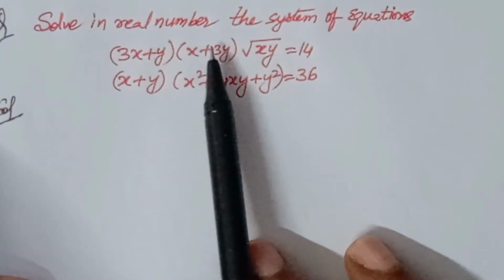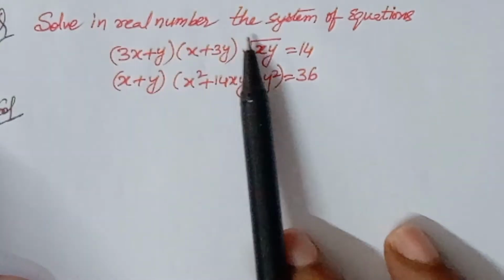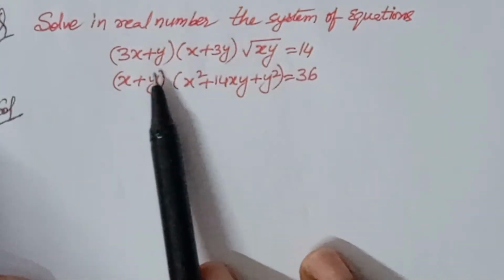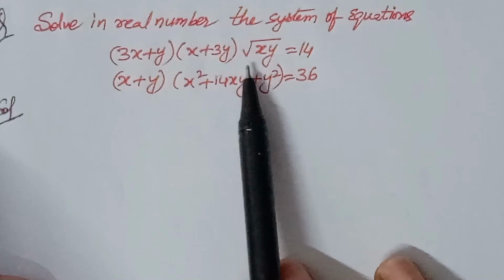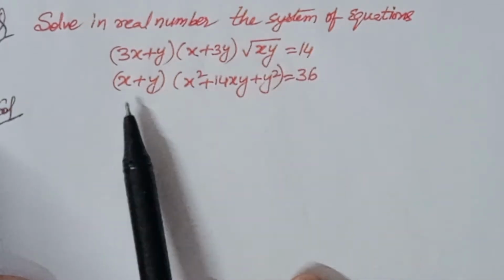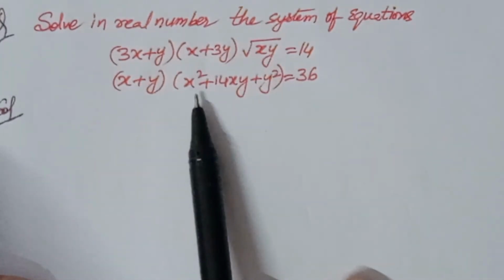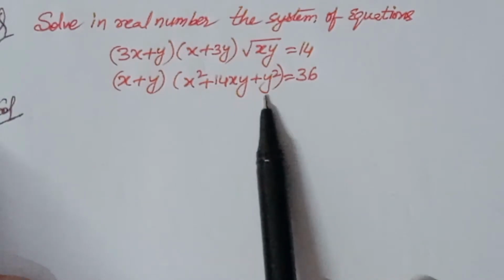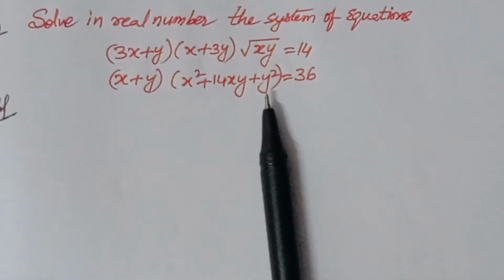The question is given now. Solve in real numbers the system of equations: (3x + y)(x + 3y)√(xy) = 14, and (x + y)(x² + 14xy + y²) = 36.